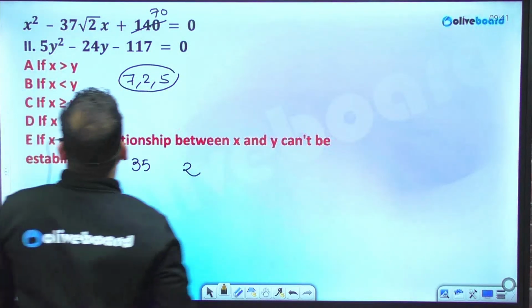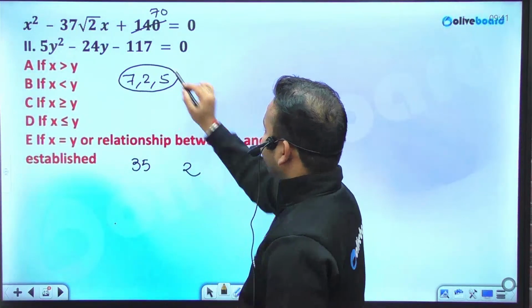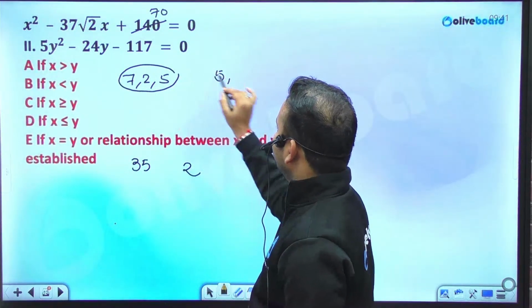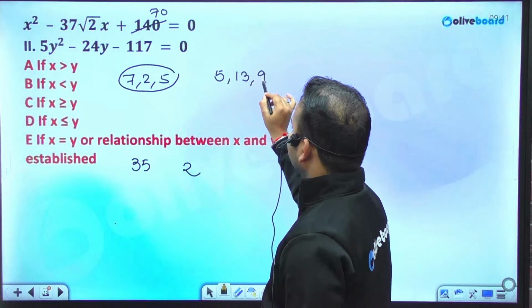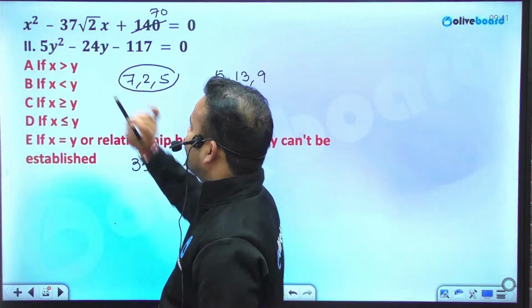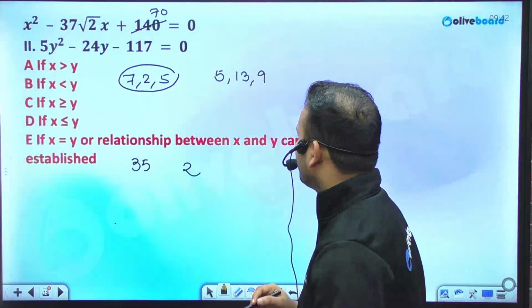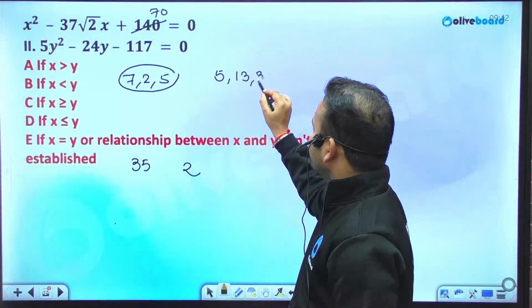Now this is for x. What about y? Sir, break this 5. 117 as 13 and 13 into 9. So by subtracting, you have to get 24. How to get 24 from subtracting? Both should be odd or both should be even. So break this in 3 and 3.